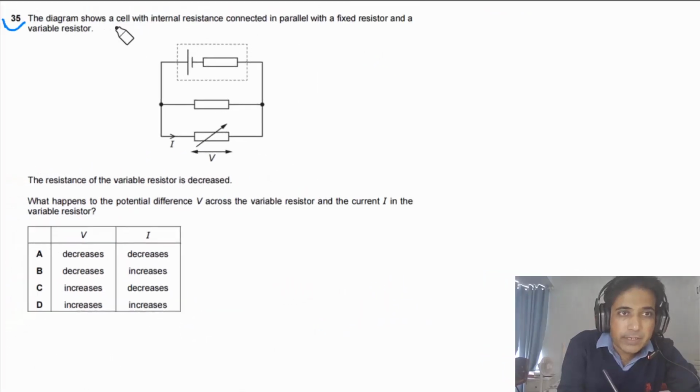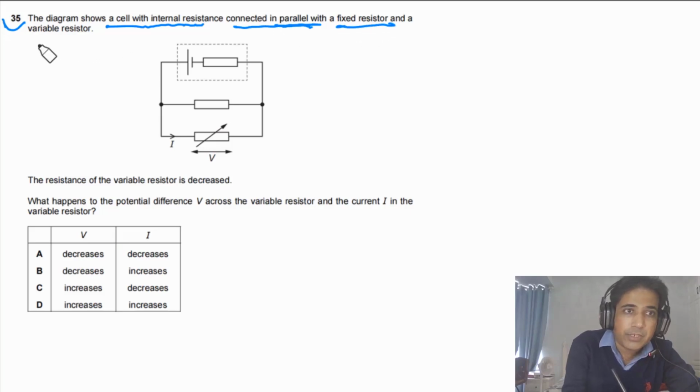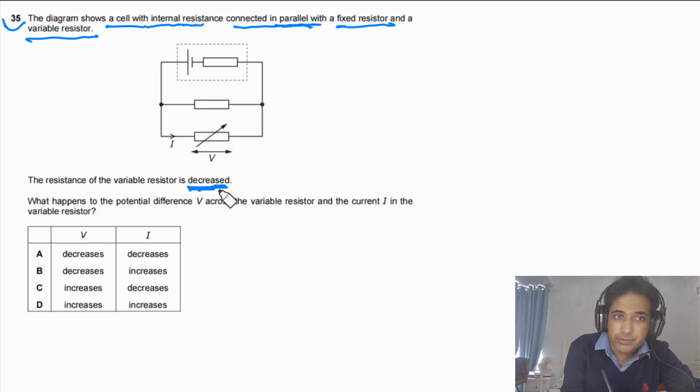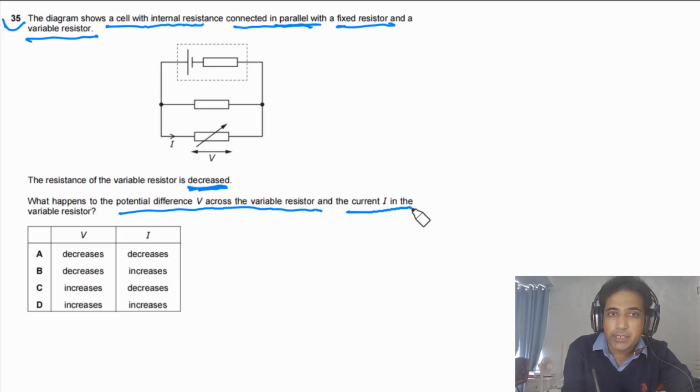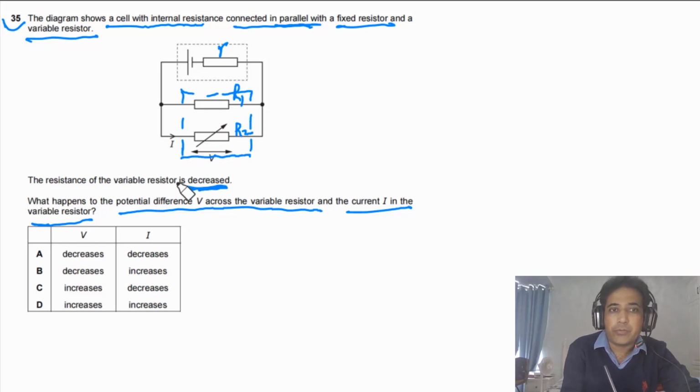Question 35 says the diagram shows a cell with internal resistance connected in parallel with a fixed resistor and a variable resistor. The resistance of the variable resistor is decreased. What happens to the potential difference V across the variable resistor and current I in the variable resistor? So first of all, this is R, this one is R1, this is R2. As these two resistors are connected in parallel, the PD across these two resistors is the same.